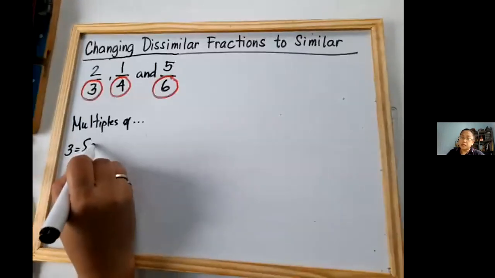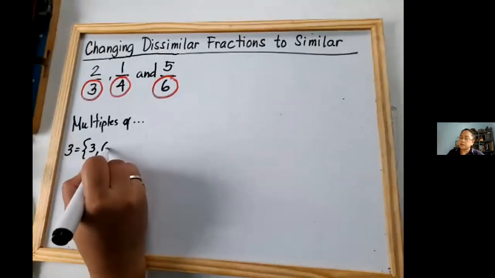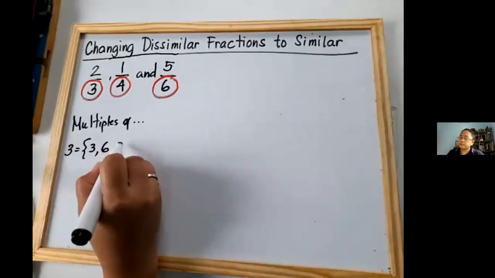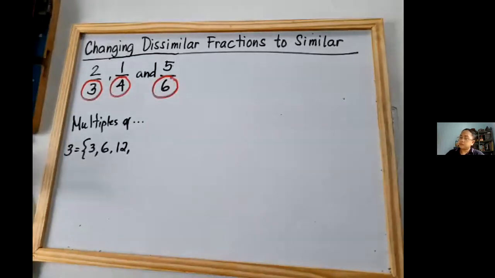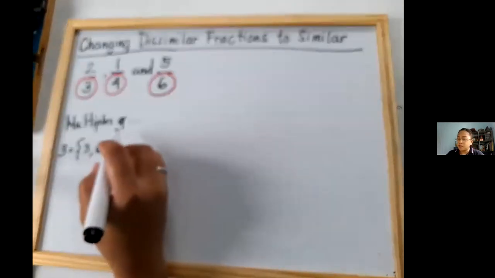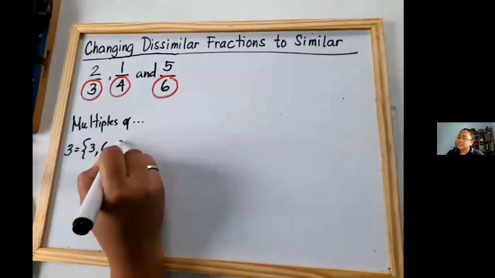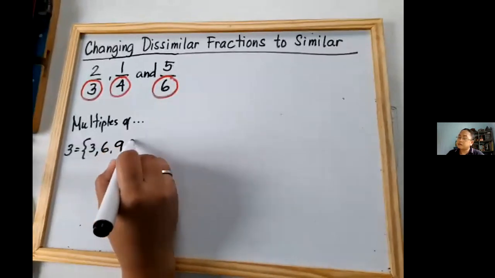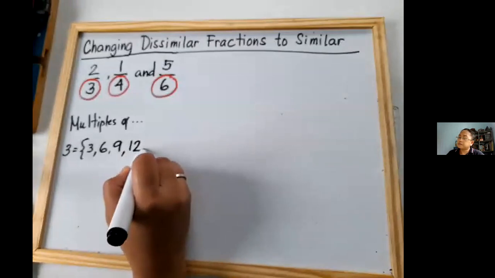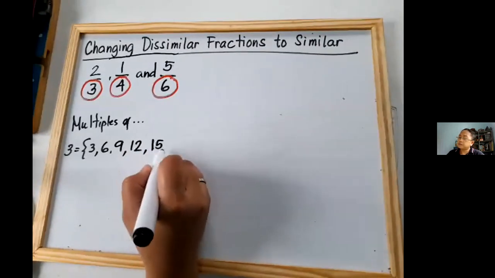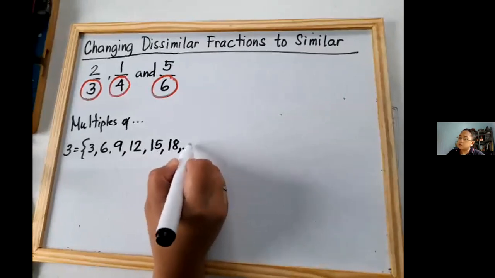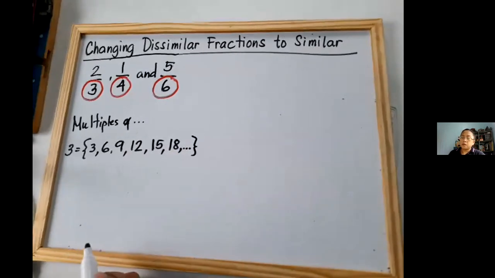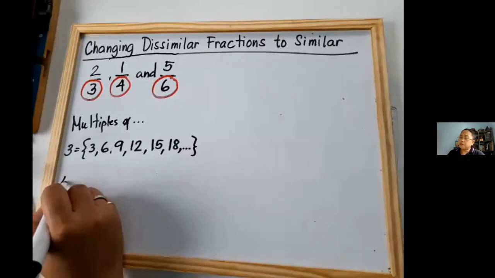We have 3, 6, 12. Ay, sorry. Nagmamadali. 3, 6. Okay lang magkamali, tao lang tayo. Okay? 3, 6, 9, 12, 15, 18, and so on.